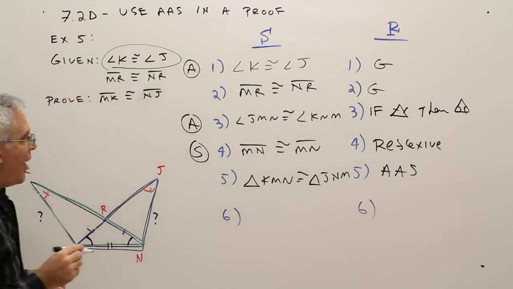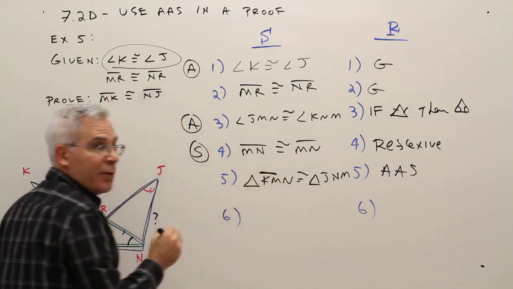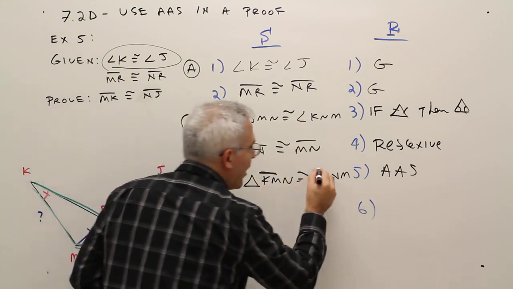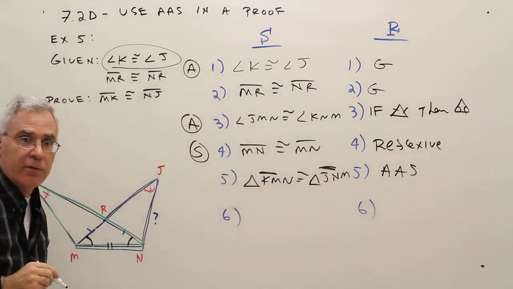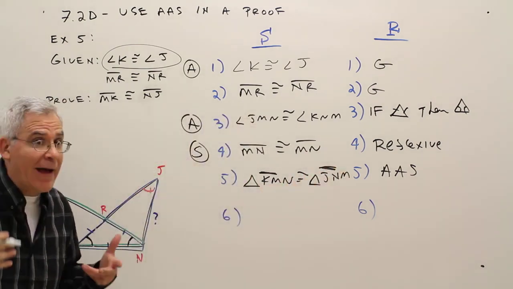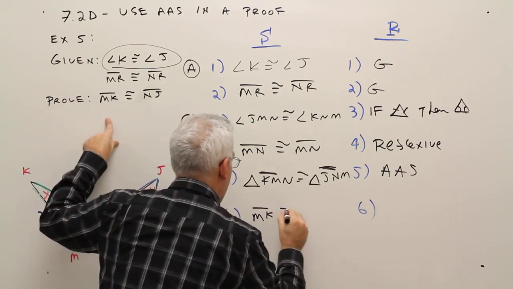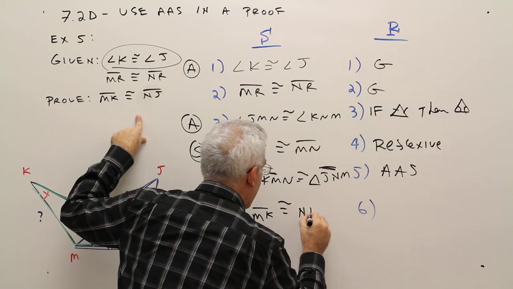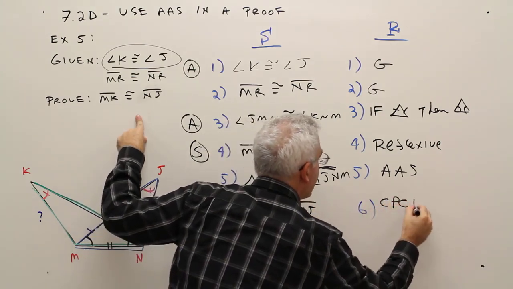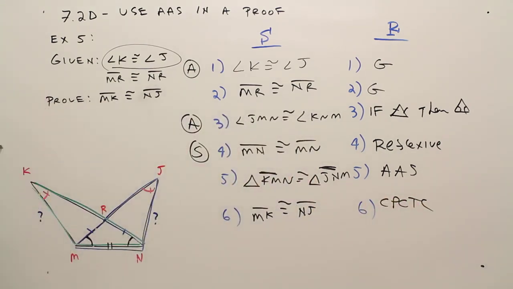And then I wanted to get MK. Notice those are the first two letters, to NJ, those are the first two letters. So that would correspond. So I'll say MK is congruent to NJ by CPCTC. So there you have it. How to use angle, angle, side in a proof.